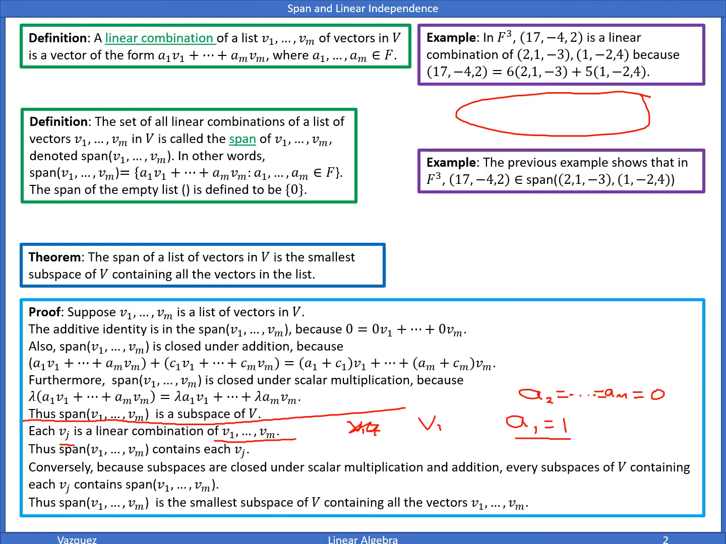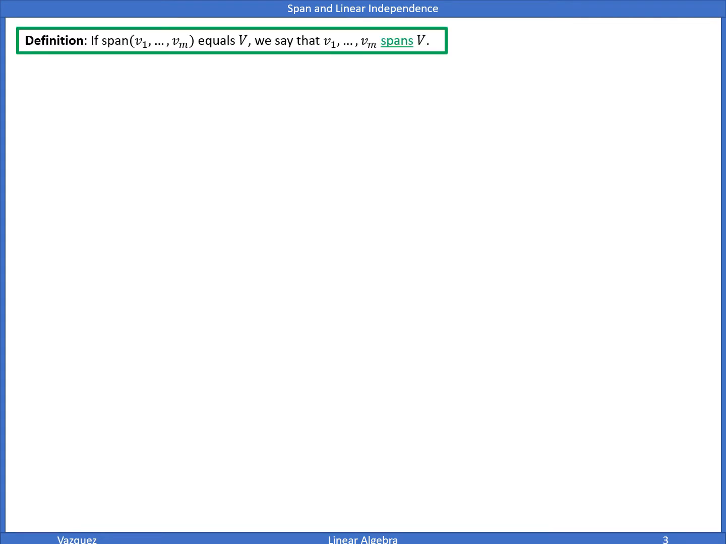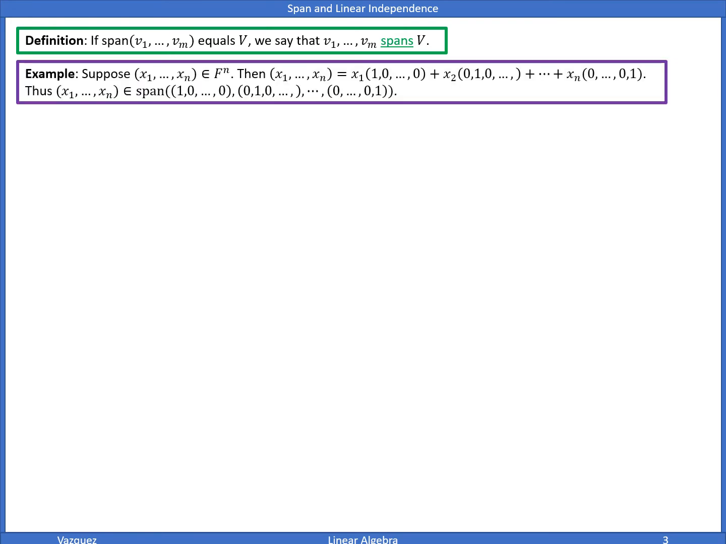And now we're just going to add a letter to span to come up with a new definition. So our definition says if the span of v1 all the way to vm equals V, we say that those vectors v1 to vm span V. Right? I can give you an example. Actually, I think we have one here. So suppose x1 all the way to xn is a vector of Fn.